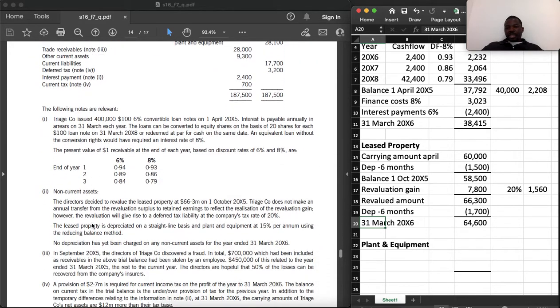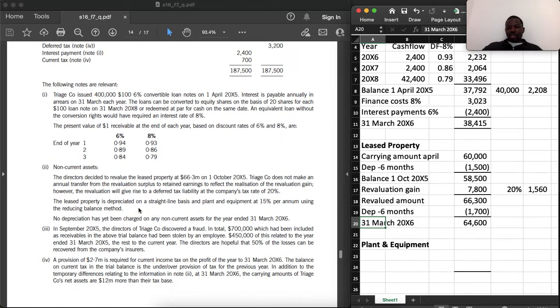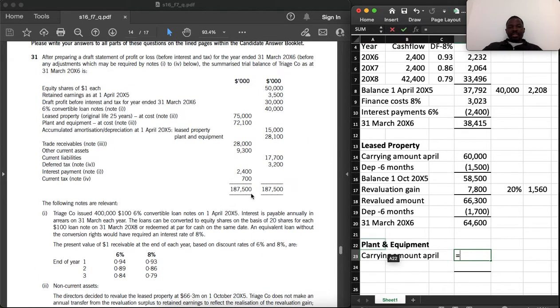Let's carry on with our non-current assets. We are told that plant and equipment is 15% reducing balance. So we'll say carrying amount in April, like above. How much was the cost? The cost is 72,100 less accumulated depreciation 28,100 like that.